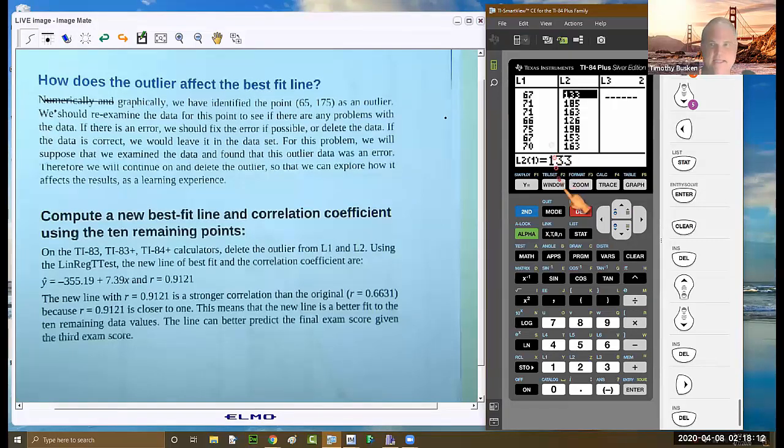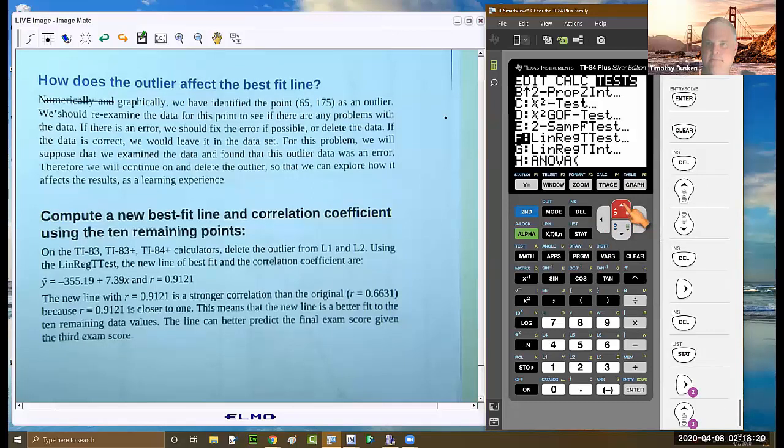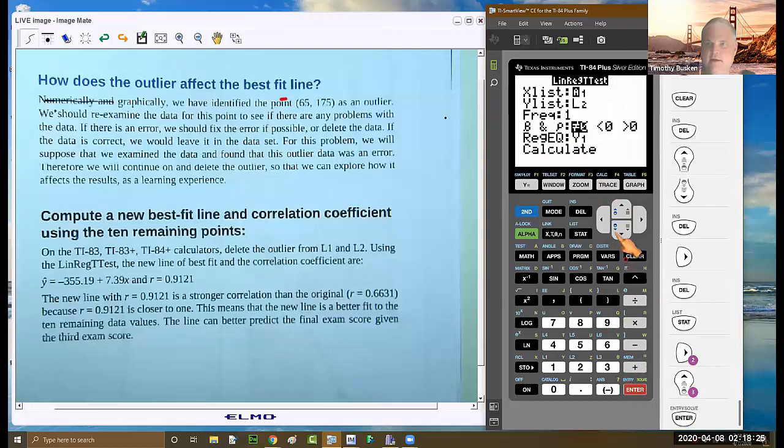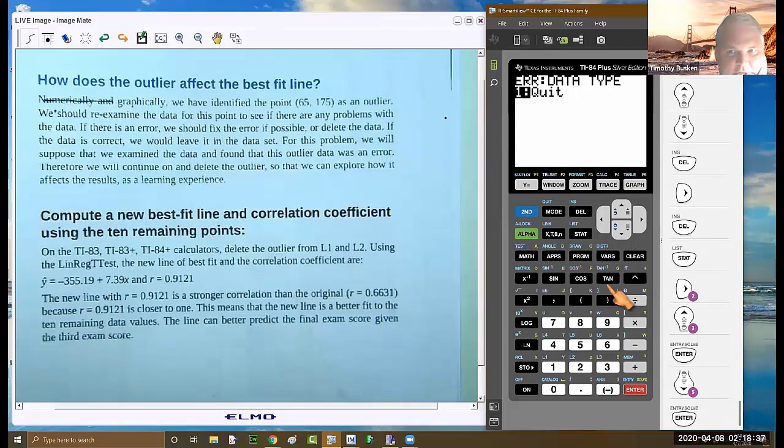And to get that done, I'm going to rerun the LinRegTTest, right? So I'm going to press stat, arrow over to the TESTS drop-down menu. I'm looking for LinRegTTest. When I hit enter, everything looks about the same. I'm going to press calculate. And remember, I'm getting this data type error. And so the fix on that, well, I took Christian's suggestion. And here's what I'm going to do to fix this.